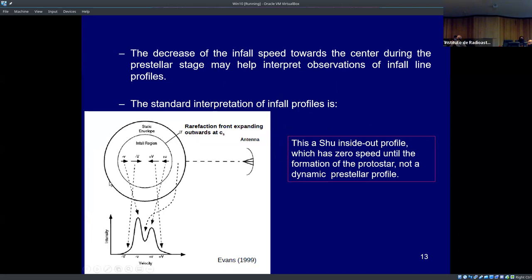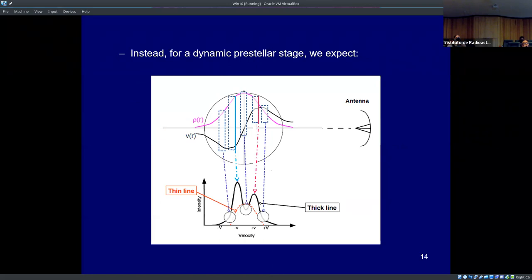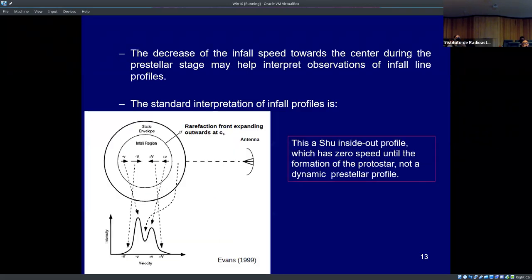And so what happens when you observe one of these? Well, the decrease of the infall speed towards the center during the prestellar stage may have some implications, because we normally interpret them like in this figure by Evans, 1999. This is an annual reviews by Neil Evans. And so the paradigm is the inside-out collapse.